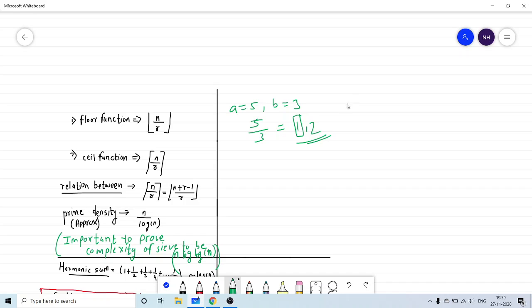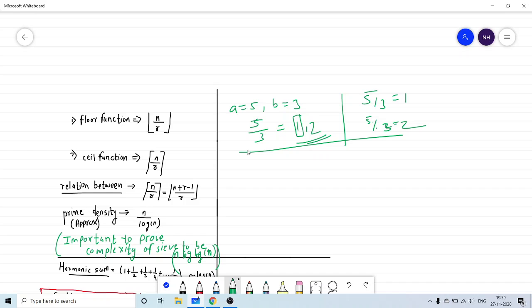So in your compiler, whenever you do 5 by 3, it will always store 1. It will never store it as a fraction. And similarly, 5 modulo 3 is equal to 2. So this is what the floor function denotes.